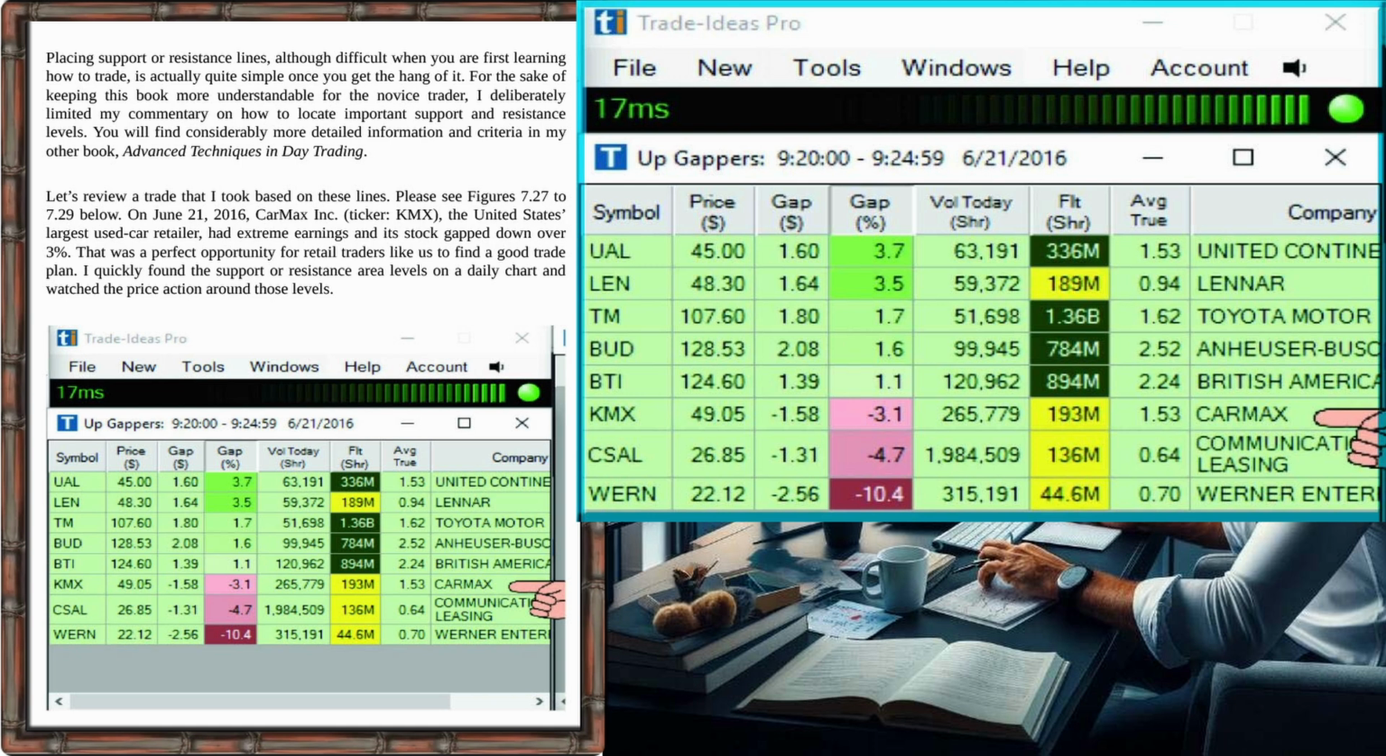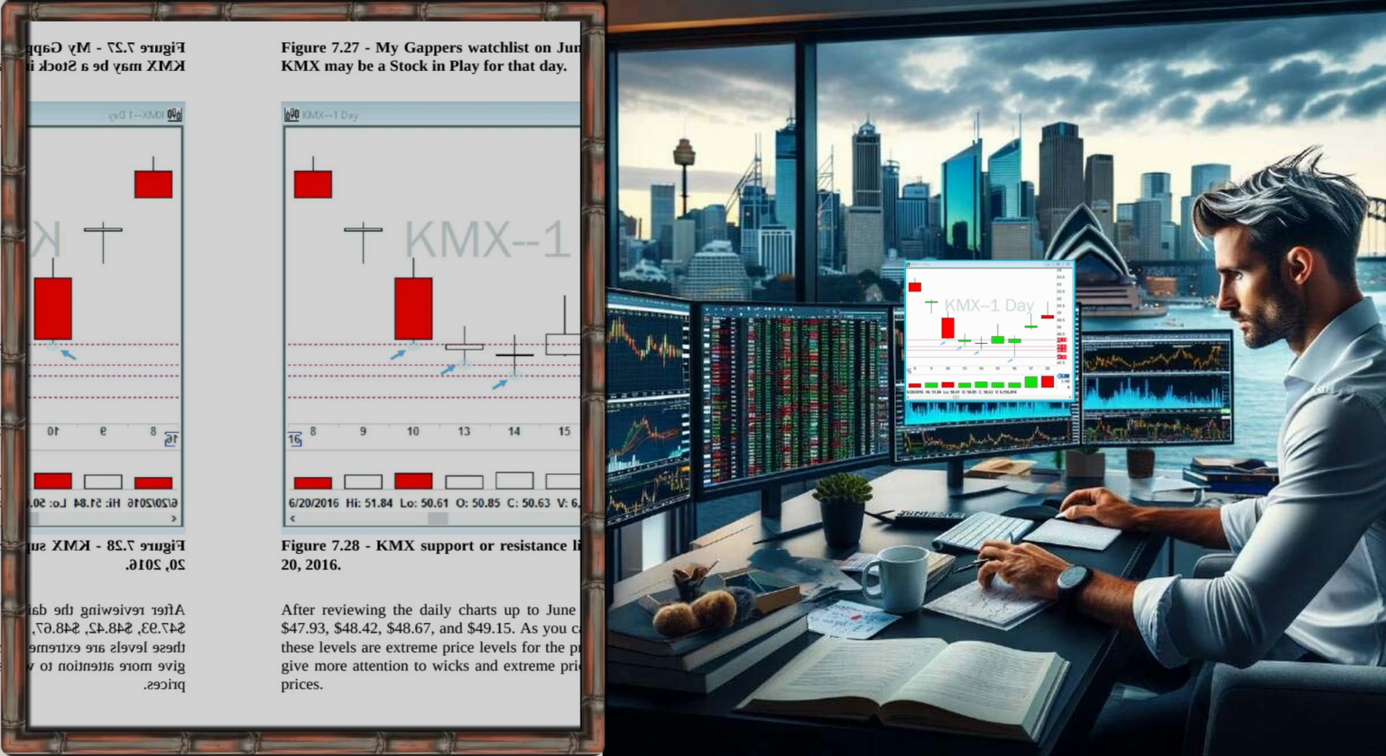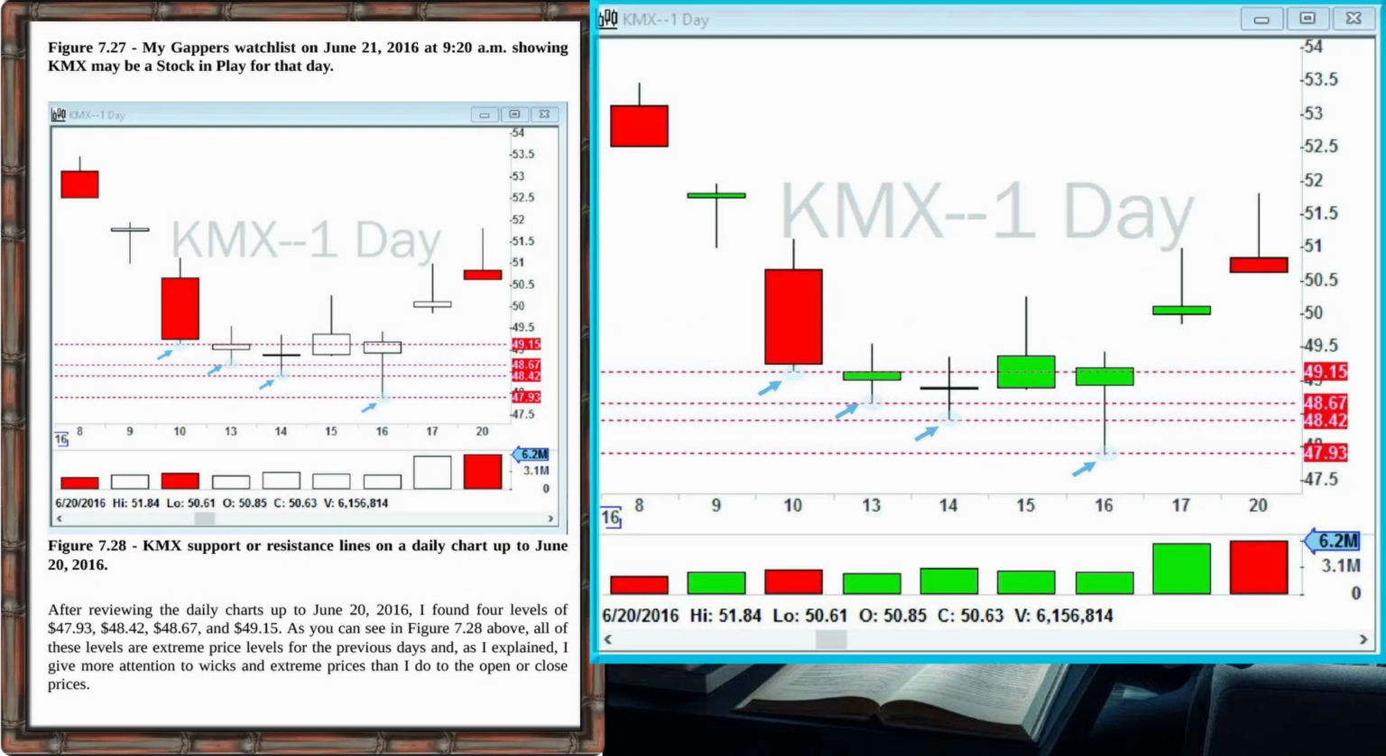I quickly found the support or resistance area levels on a daily chart and watched the price action around those levels. After reviewing the daily charts up to June 20, 2016, I found 4 levels of $47.93, $48.42, $48.67, and $49.15. As you can see in figure 7.28 above, all of these levels are extreme price levels for the previous days, and, as I explained, I give more attention to wicks and extreme prices than I do to the open or close prices.